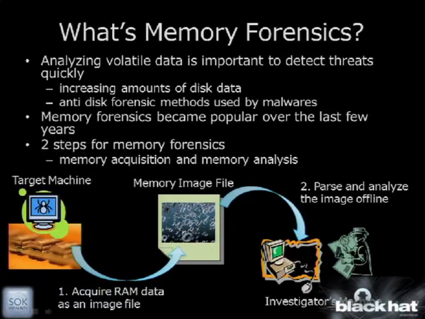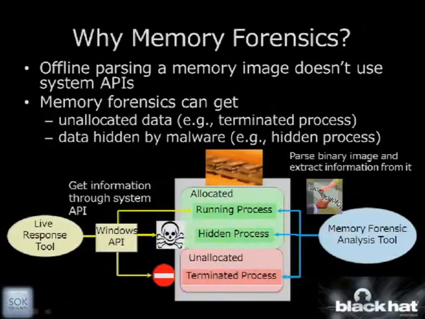First, an examiner captures RAM data on the victim machine and saves it as a binary image file. Next, he parses the image offline on another machine using an analysis tool. The offline parsing gives memory forensics an advantage. The advantage is not using system APIs, so memory forensics can get unallocated or hidden data.